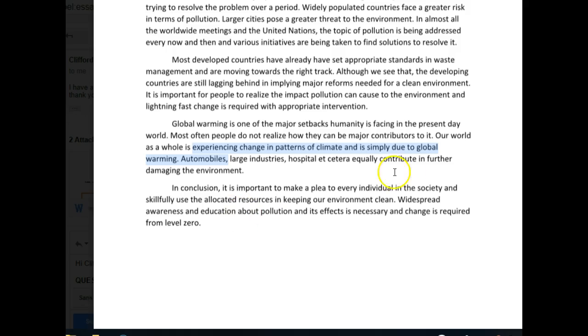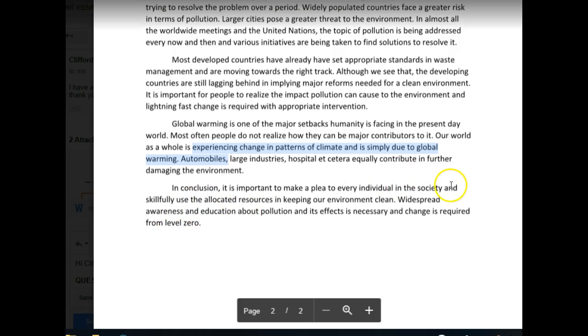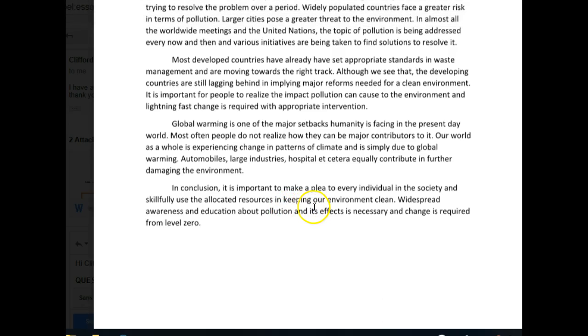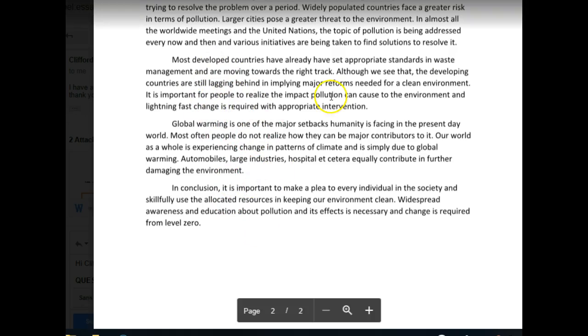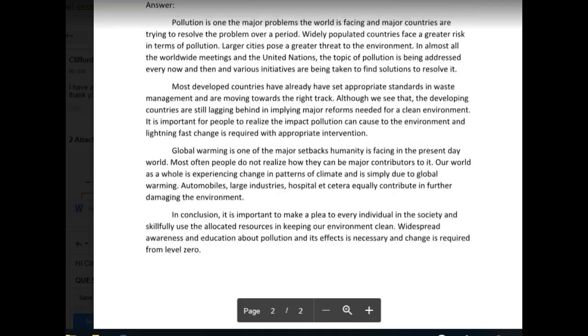and to skillfully use, that's how I would say this, to skillfully use the allocated resources in keeping our environment clean. Widespread awareness and education about pollution and its effects is necessary and changes required from level 0. That's lovely, perfect. But your development in the body paragraphs absolutely needs work.